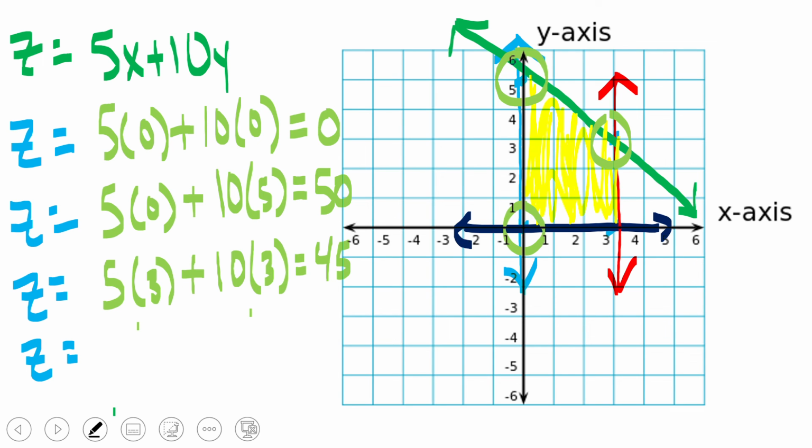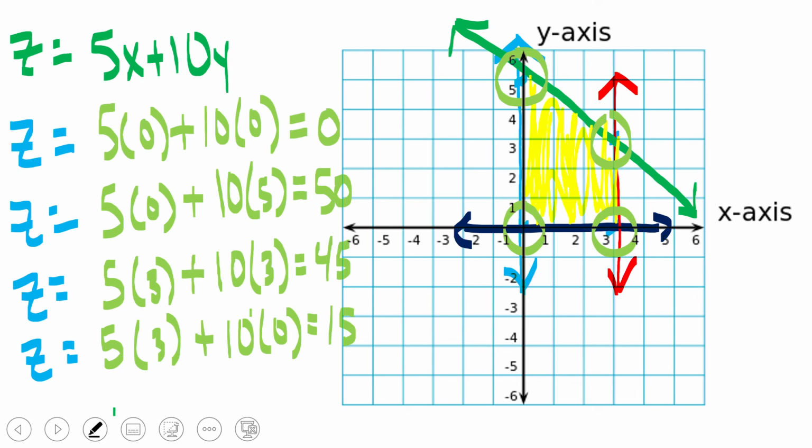We have a fourth plotted point at 3, 0. Let's try that one. So we're going to have 5 times 3 for x plus 10 times 0 for y. That is 15.